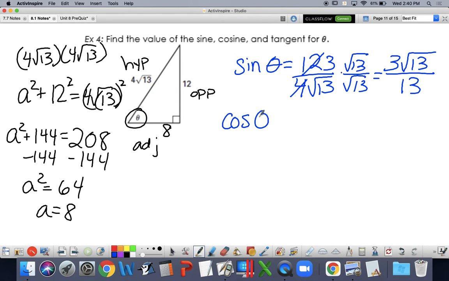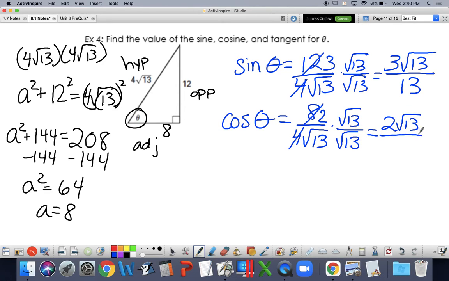Cosine is going to be adjacent over hypotenuse. Go ahead and simplify that before I rationalize my denominator. I get 2 square root of 13 over 13. And tangent's at least nice. The tangent of theta is 12 over 8, or 3 halves. So we're going to simplify as much as we can when we can.